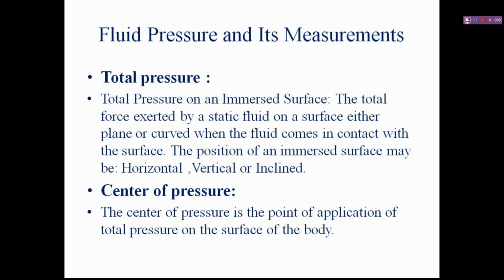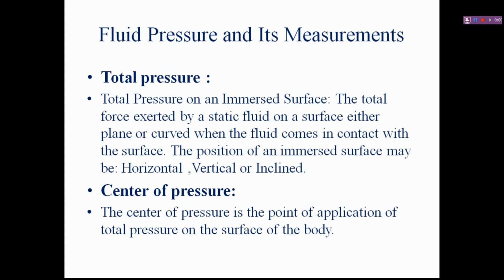Total pressure on an immersed surface is the total force exerted by a static fluid on a surface, either plane or curved, whatever the shape of the surface, when the fluid comes in contact with the surface. The position of an immersed surface may be horizontal, vertical, or inclined. So the total pressure on an immersed surface is a force exerted by a static fluid. That means the fluid at rest on the surface, which can be either plane or curved, when the fluid comes in contact with the surface.